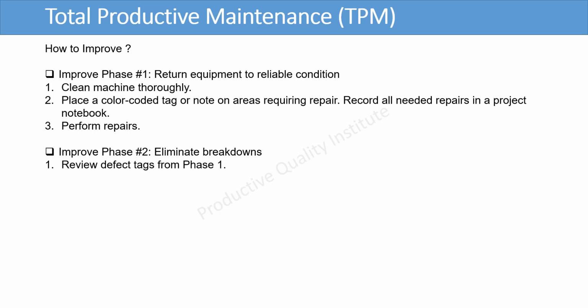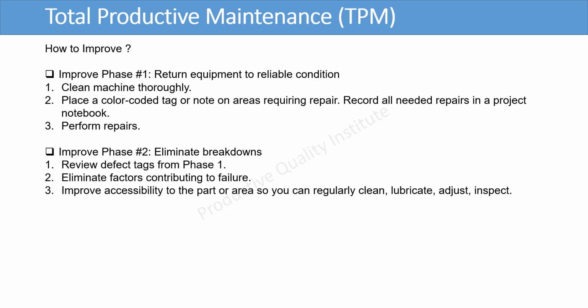Improve Phase 2, eliminate breakdowns. Review defect tags from Phase 1. Eliminate factors contributing to failure. Improve accessibility to the part or area so you can regularly clean, lubricate, adjust and inspect.